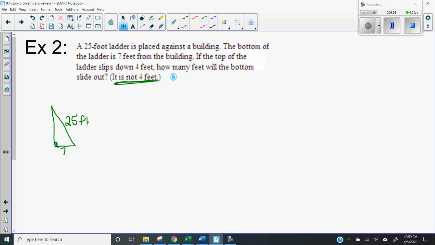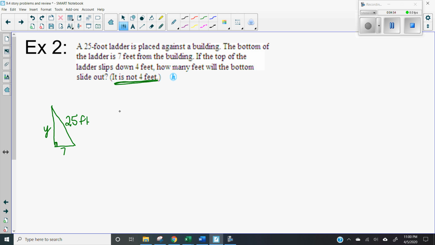So what we're trying to figure out is how many feet the ladder is going to slide down once we shift this. So I'm going to call that Y for right now. And why don't we just do this? We have enough information, let's find Y. If we can just pause and find this right now, it's going to make the next scenario a little bit easier to work with.